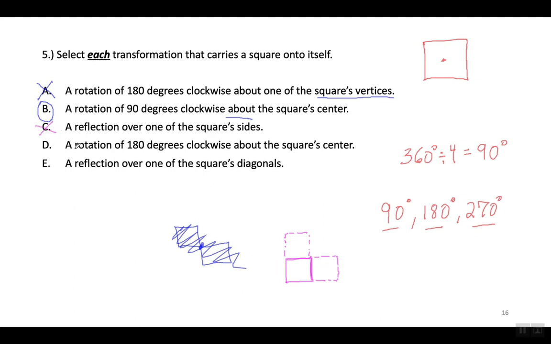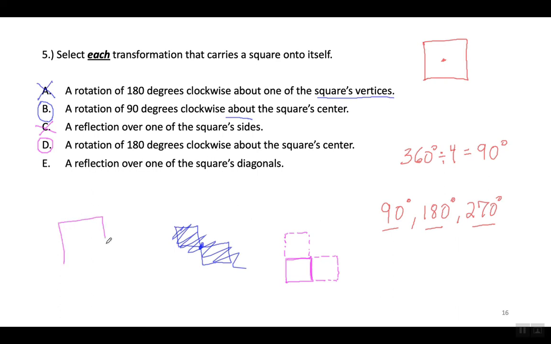Okay, letter D, a rotation of 180 degrees clockwise about the square's center. Yes. If you rotate it 180 degrees about the center, that works also. And letter E, a reflection over one of the square's diagonals. This is another answer that I don't know why students tend to always ask me. Everybody should know what a diagonal line is.